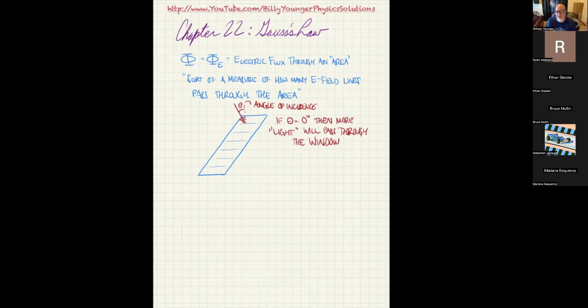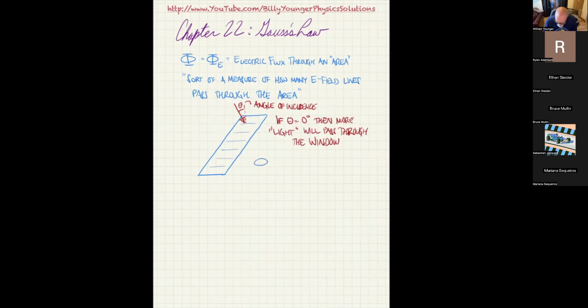Whereas if it's got a little angle, some of it could be deflected by the side walls or whatever when it actually goes into the glass, that sort of thing. So the holy grail of getting light to go through a window is to have the window exactly perpendicular to the rays of light. Does that make sense to everyone? Because that's the crux of the definition of electric flux.